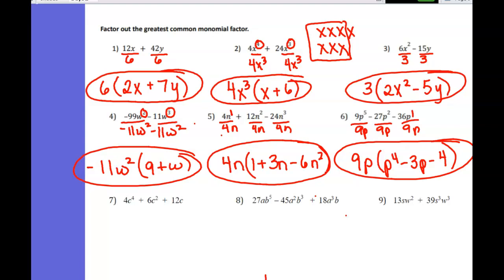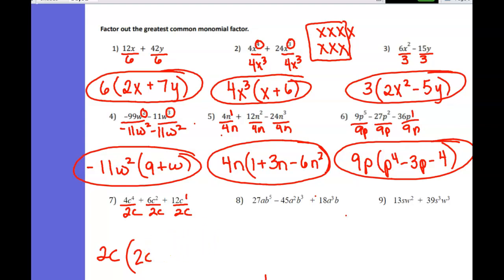All right, number 7, we've got 4, 6, and 12. The greatest common factor would be 2, and c to the 4, c squared, c to the first. Our lowest exponent would just be a c. So we're going to divide all of these by 2c. Okay, when we do that, we get 2c to the third, sorry.